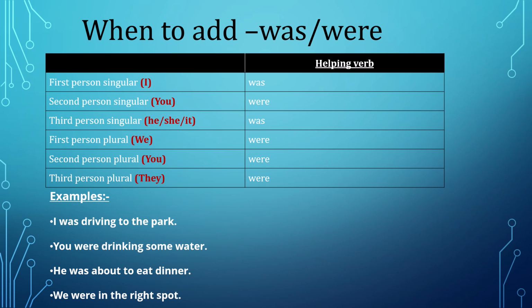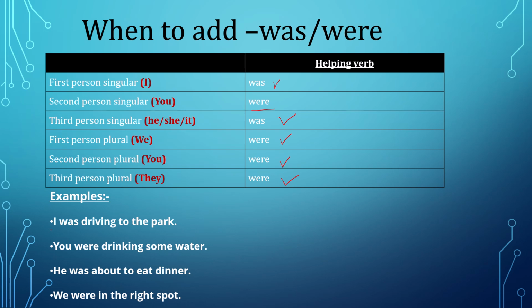Now next, when to add was or were. For the first person singular I, we will add was. For the second person you, we will add were. For the third person like he, she, it, or any other name like Rita, Sita, we will add was. For the first person plural, the plural form of I is we, and we will add were. The second person singular is you and the plural form of you is you only, and we will add were only. Third person plural: he, she, it will become they in the plural form, and we will add were.